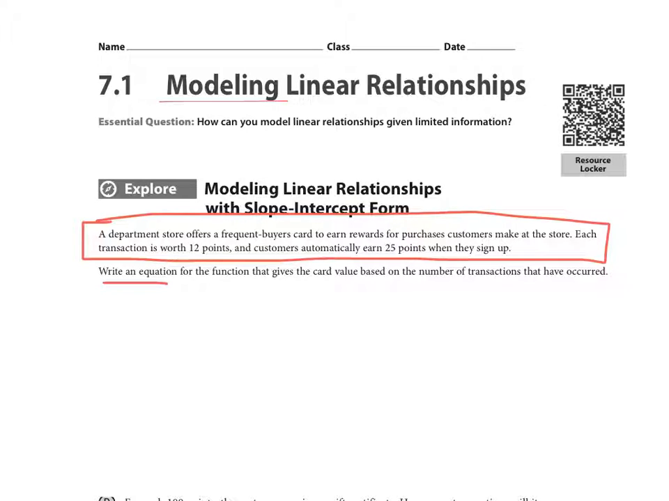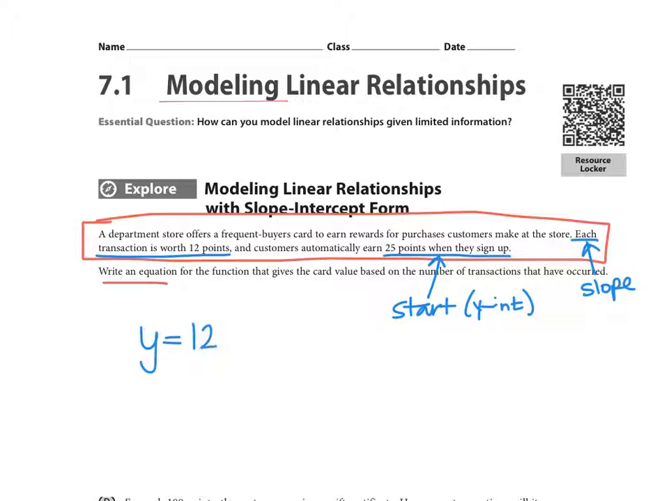Okay, now that you've had a second to try that, let's see what you got. If you're looking at important information, it says each transaction is worth 12 points, and customers automatically earn 25 points when they sign up. So 25 points when they sign up. Some things should stand out to you. First of all, when they sign up, that's at the beginning or the start, and that should make you think that we're talking about our y-intercept. And then this says each transaction, which is a keyword for slope. So if you're writing your equation, you should have y equals 12x plus 25.